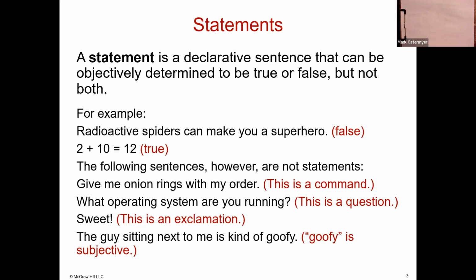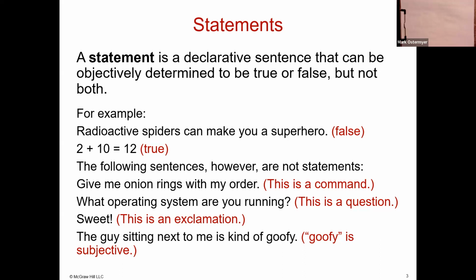The following sentences, however, are not considered to be statements. Give me onion rings with my order. Ladies and gentlemen, that is a command. That is not a statement. What operating system are you running? This is a question. It's not a statement. Sweet. You've heard people say sweet. That's an exclamation. That's not a statement.